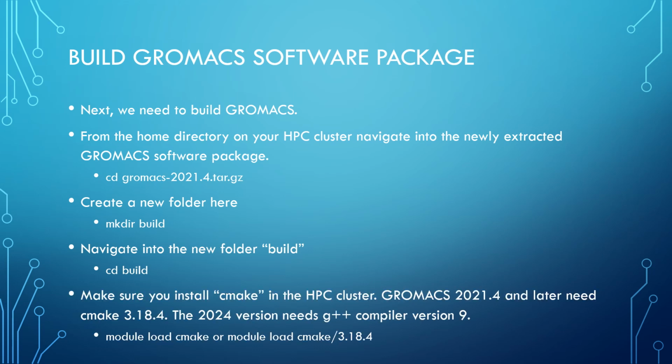Then make sure to install CMake on your HPC cluster. GROMACS 2021.4 and later needs CMake 3.18.4. The 2024 version needs a G++ compiler version 9. To install CMake on your HPC cluster, use the command below, either module load.